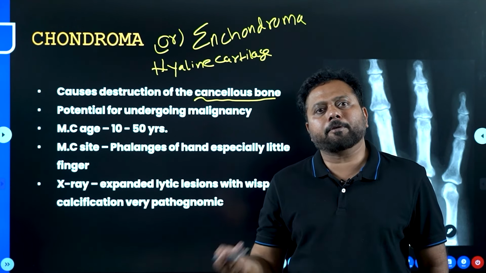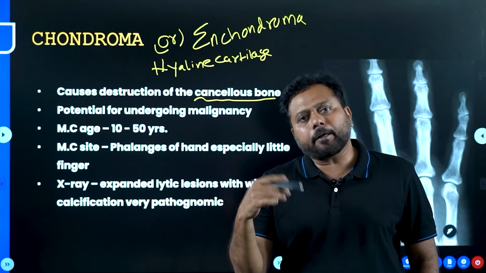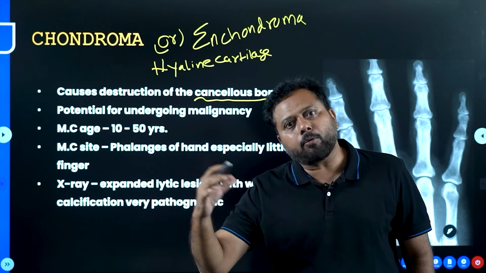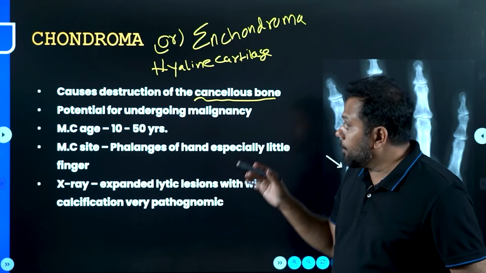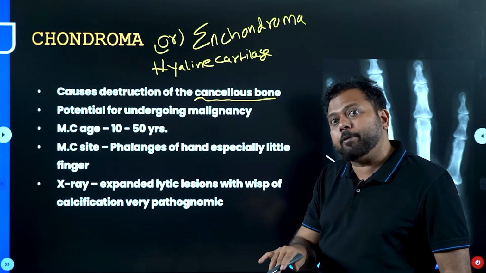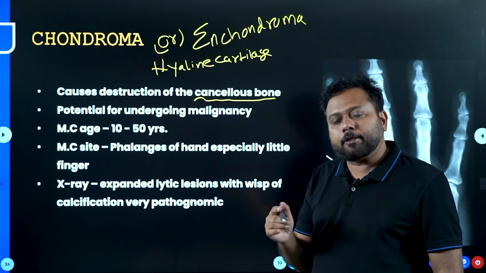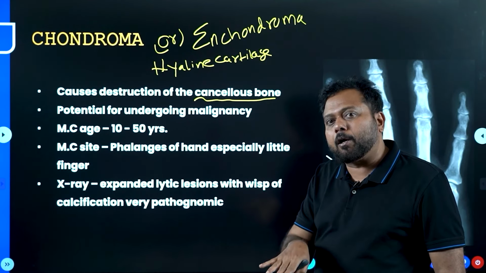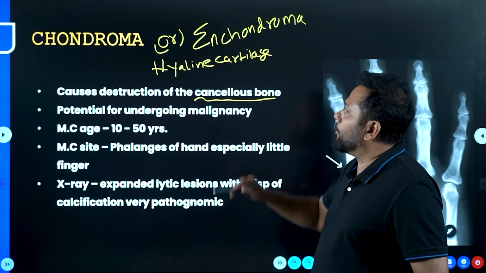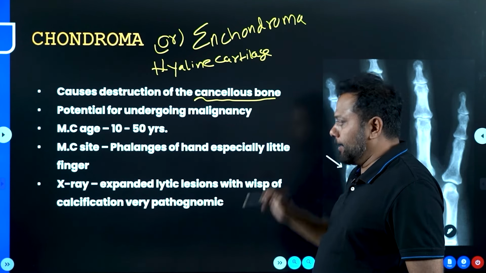Exostosis or osteochondroma arises from the cortical bone outside. It's shown outside the bone. But here, you see the destruction is happening inside the bone, that is in the cancellous bone. That's why, since it's inside, it's called enchondroma, and it arises from the hyaline cartilage.